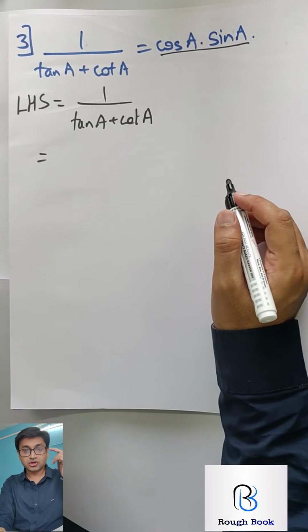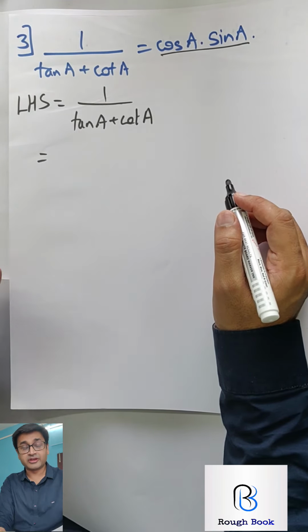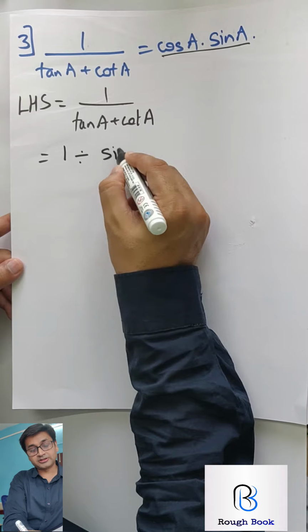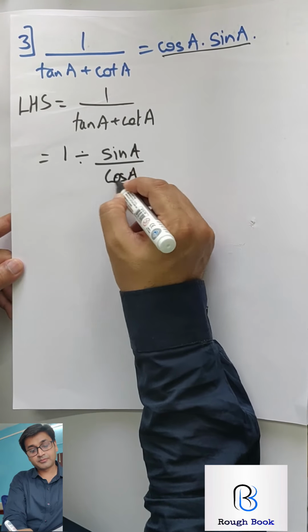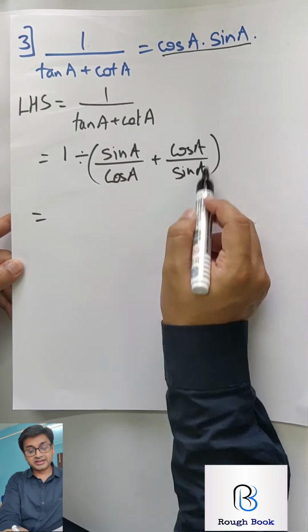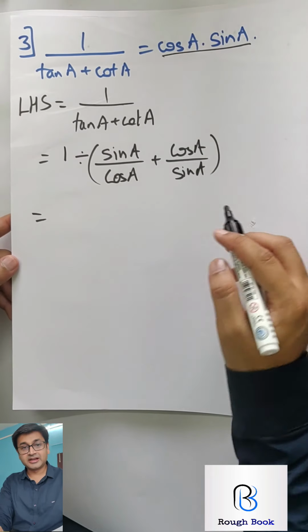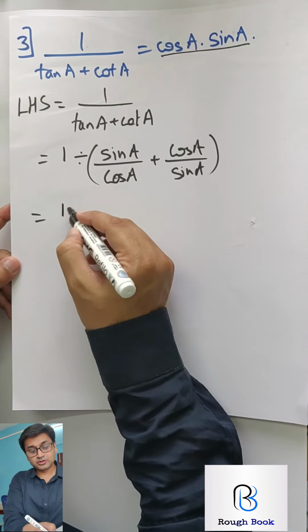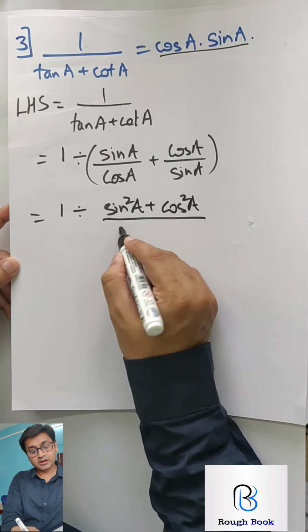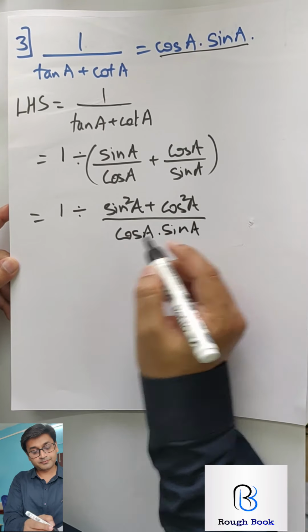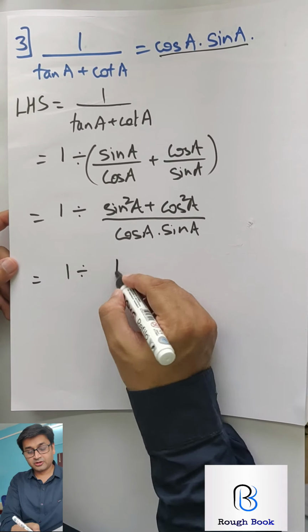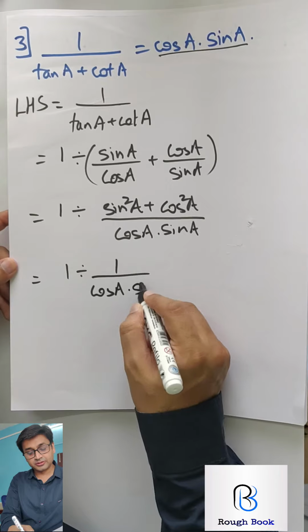See, when you start with LHS, your eye should always be on the RHS, because that's where you have to reach. So 1 divided by sine upon cos is tan, plus cos upon sine is cot, and put that in bracket. Take the LCM here, see what you get. You might get a square and then use square ratios. So 1 divided by (sine square plus cos square) upon cos A into sine A. So I get 1 divided by, what is sine square plus cos square? Square ratio, very good, it's 1 upon cos A into sine A.